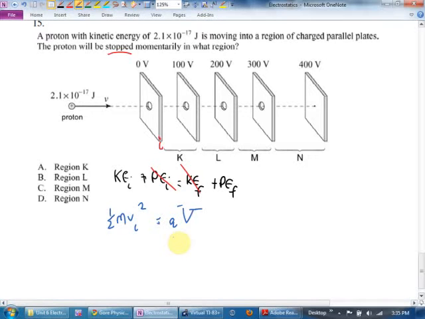What do they want me to find? Well, they want me to find which region. I think I'm going to figure out what voltage I would need to cancel out this proton with that much kinetic energy. Oh, and this is actually really nice. I don't need to go a half mv squared. They told me how much kinetic energy I have. I can actually go 2.1 times 10 to the negative 17. What's Q? Proton. What is the charge on a proton?